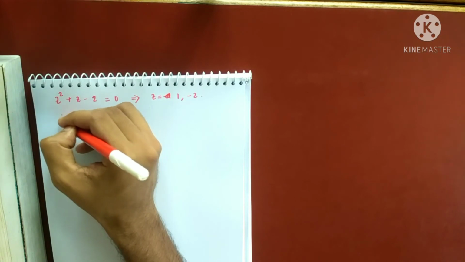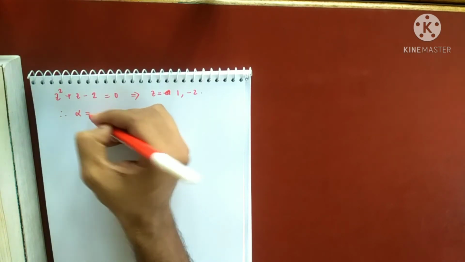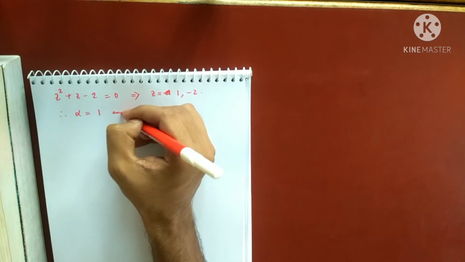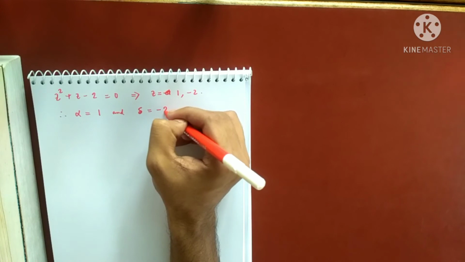So therefore the roots were actually named alpha and delta. Alpha is one of these and delta is the other. So delta is the remaining one, minus 2.